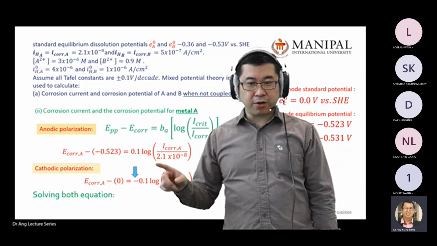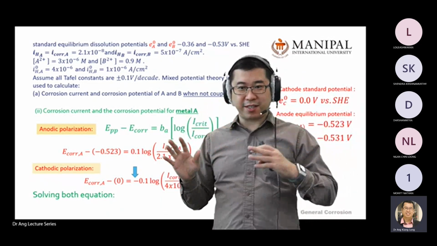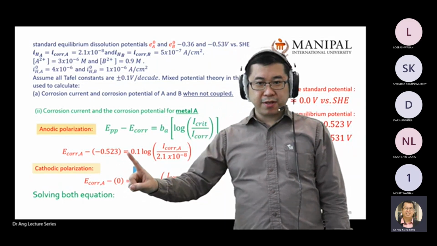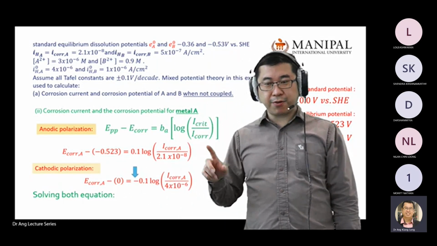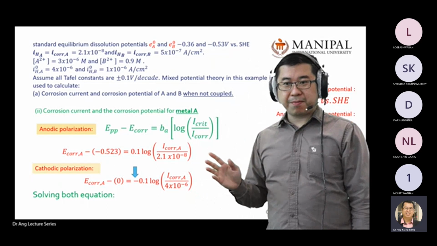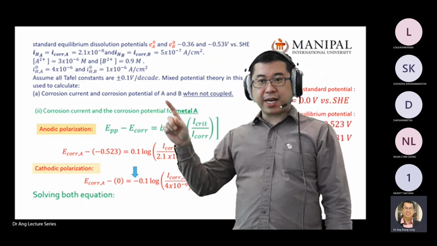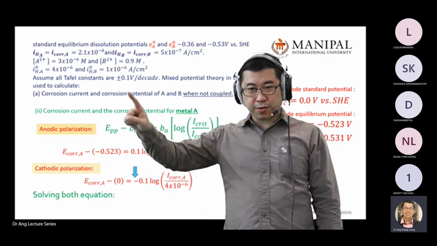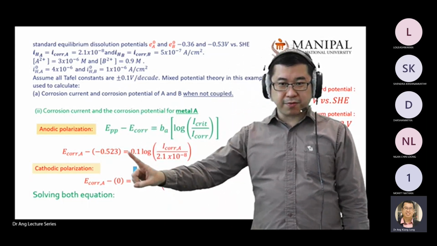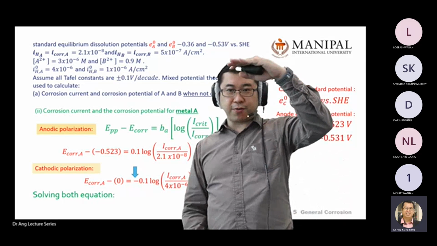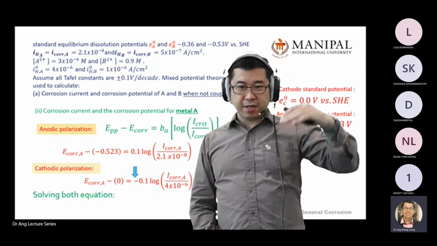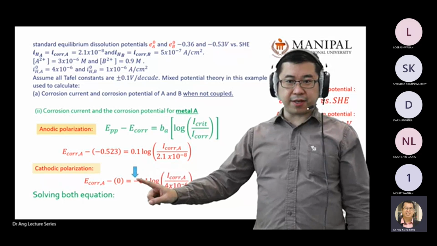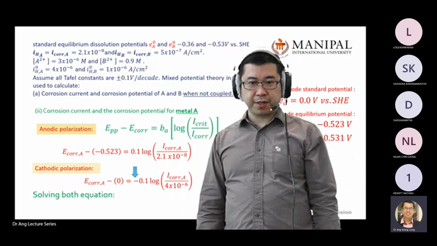I hope you can link what you learned before to this question. Why is this one positive? Because in the Evans diagram, when you draw the line of the less noble metal, it always goes up, right? Positive. But when you draw the line for high nobility, there's a negative gradient line on the graph. So we have two equations here.